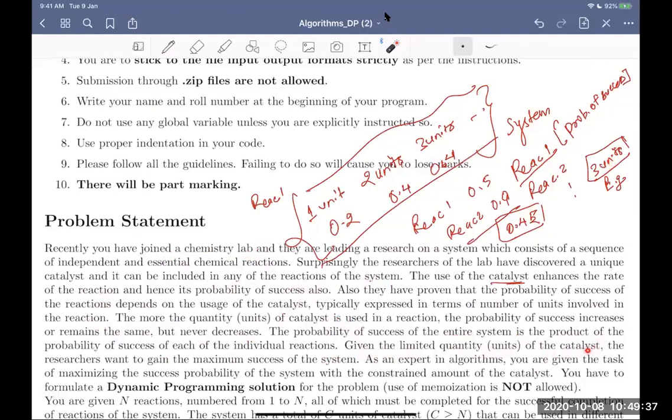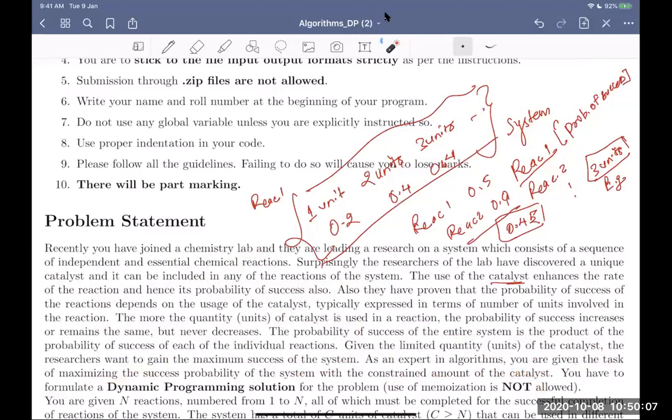Now, given the limited quantity of the catalyst, obviously the researchers would want to maximize the success of the entire system. So now that's where they need your help. As an expert in algorithms, what you have to do is find out how they can maximize the success probability of the system with the constrained amount of catalyst. And for that you have to give a dynamic programming solution for the problem.